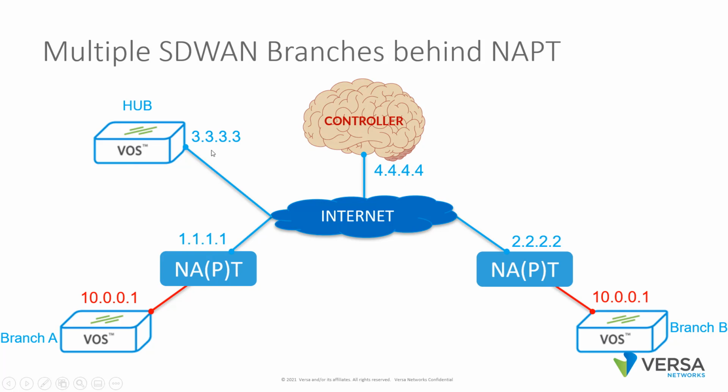But the mandatory requirement is that the hub must have an external IP address. It should be either behind static NAT or it should have a real IP address on its external interface.